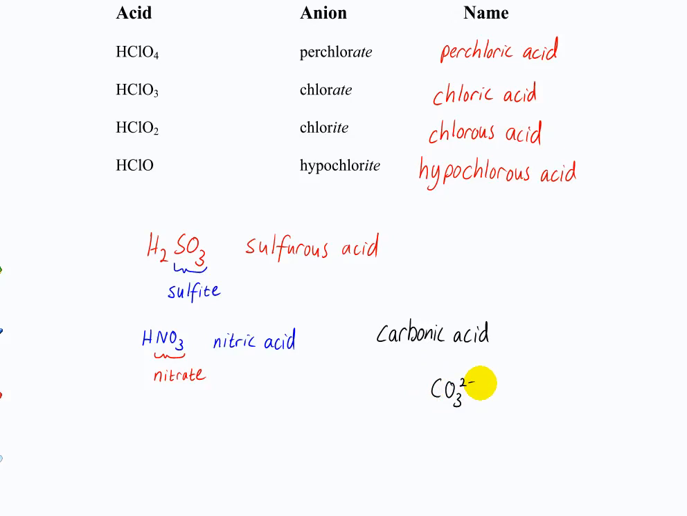And then, if that's carbonate, how many hydrogens do we need to balance that out? 2. So it becomes H2CO3, and that's correct. So you can go from the name to the anion and then put the hydrogens on there that are necessary. Okay, congratulations. You know how to name everything. Until you go to organic chemistry and it all changes again.